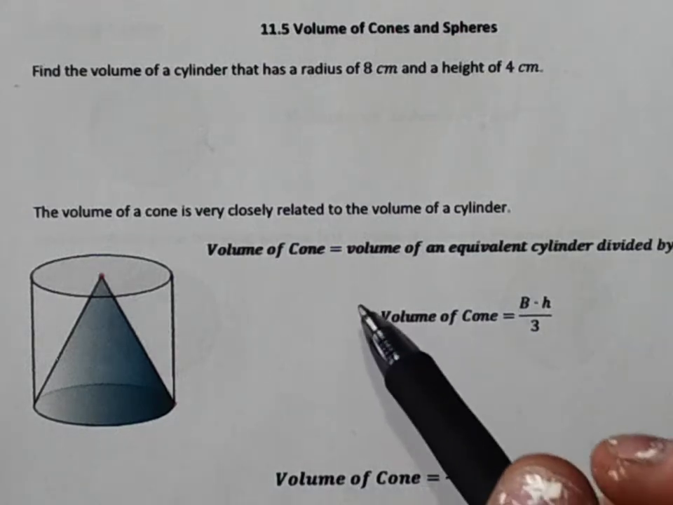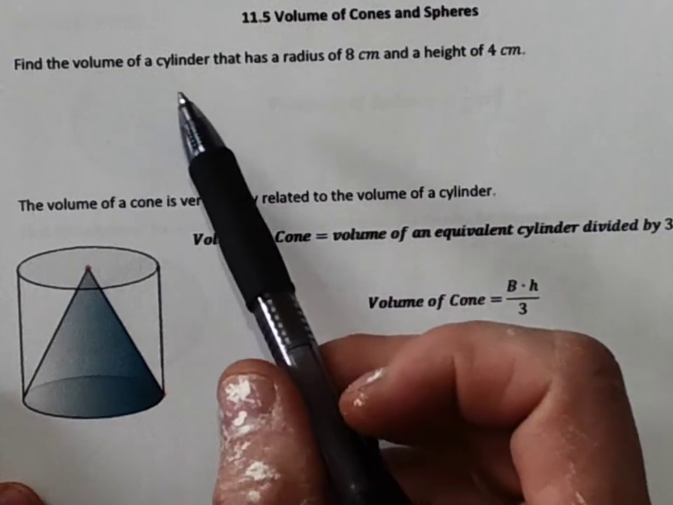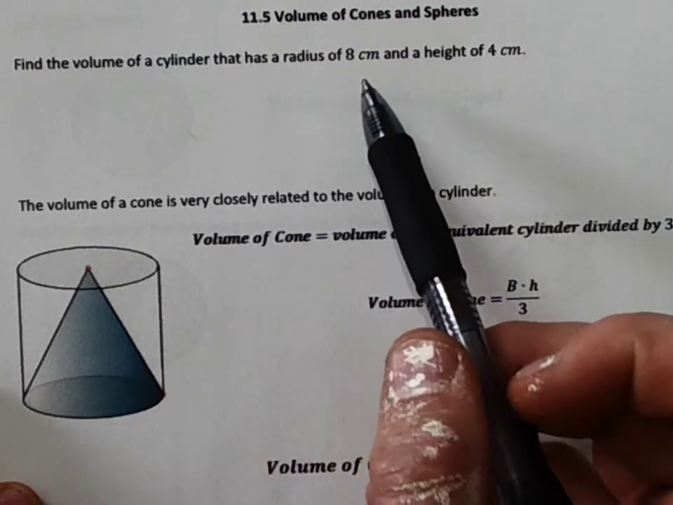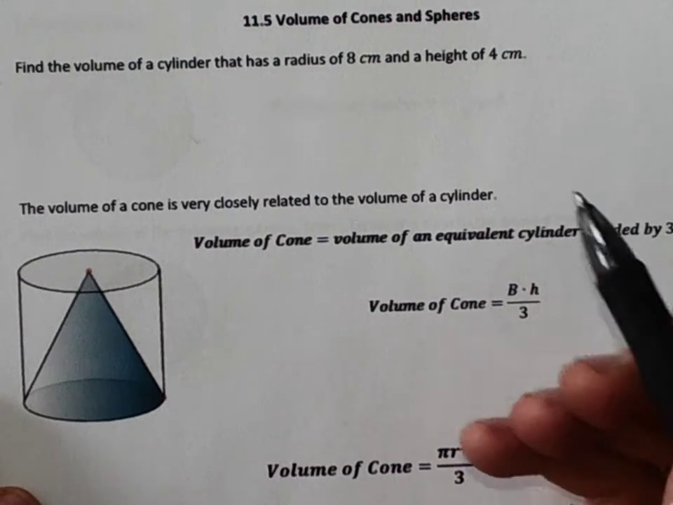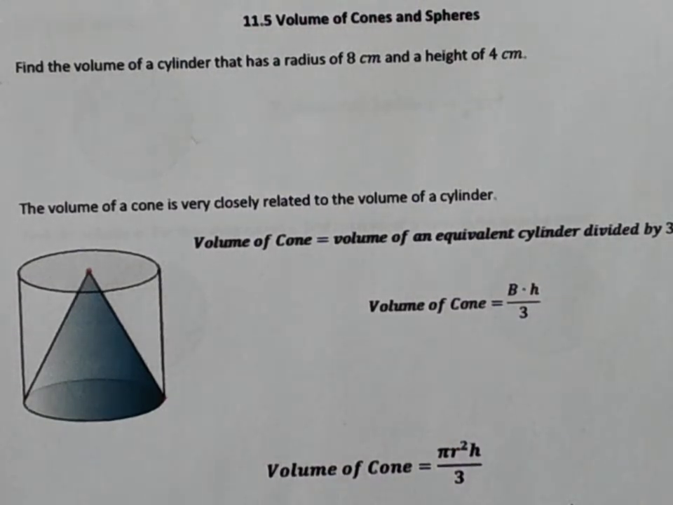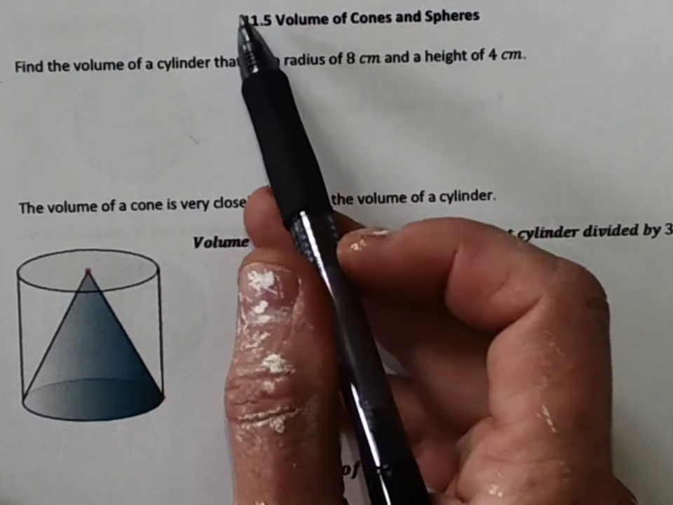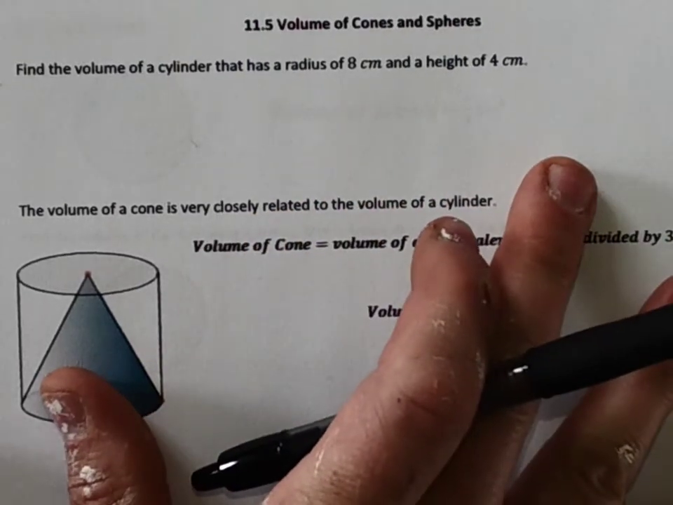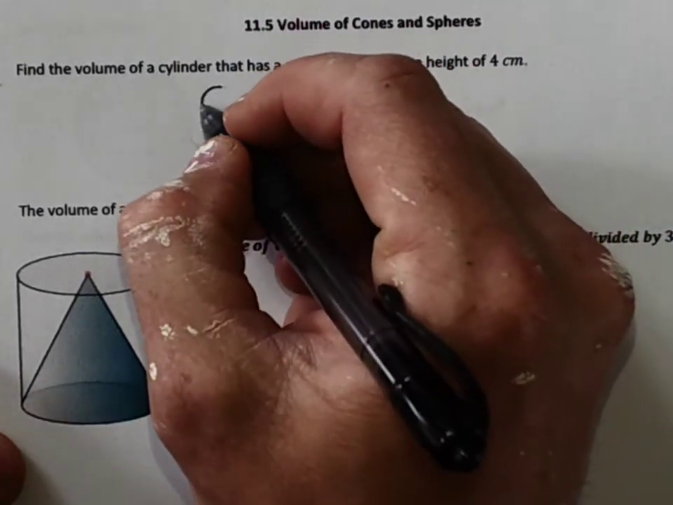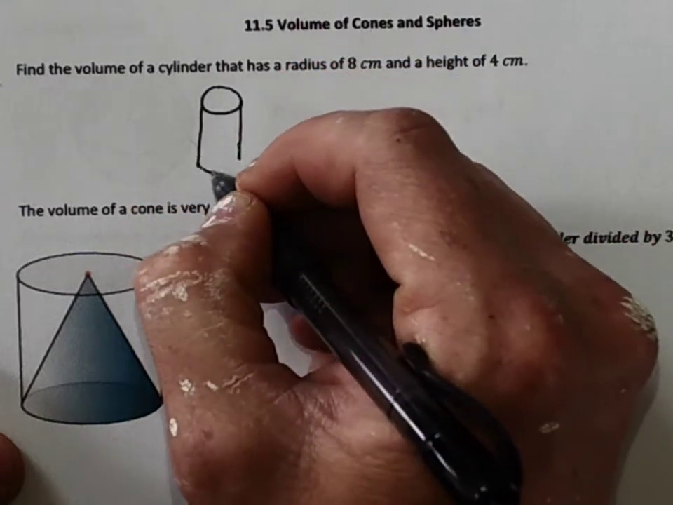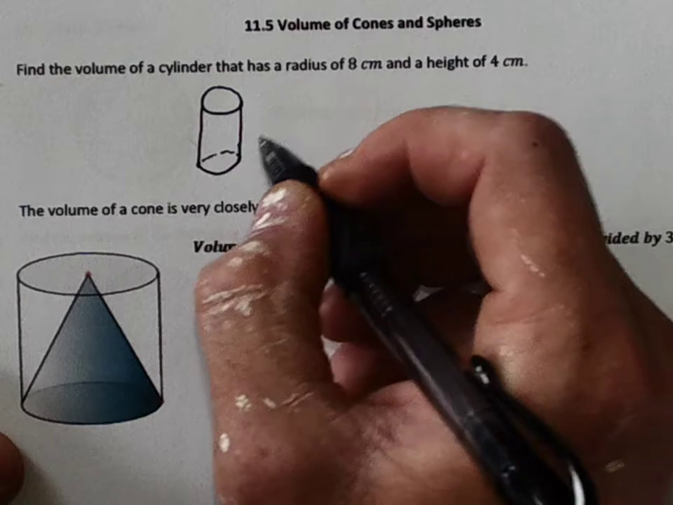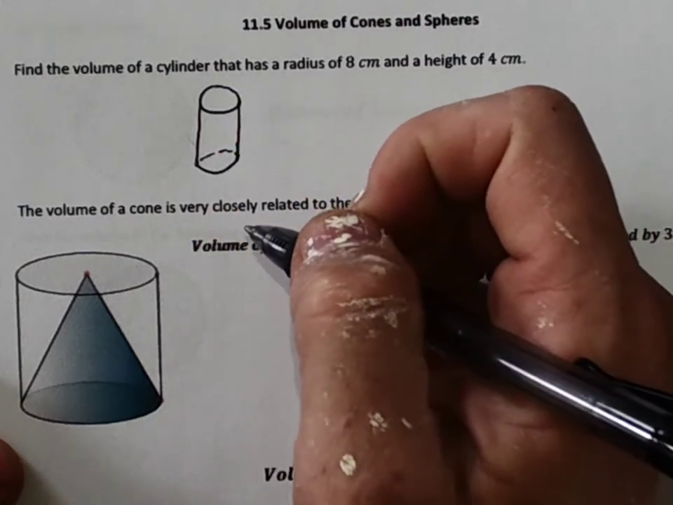So let's jump into it, okay? We're going to find the volume of a cylinder that has a radius of 8 centimeters and a height of 4 centimeters, okay? So this is a part of the lesson that we haven't covered yet. We're jumping into 11.5. So there's one aspect of a cylinder. A cylinder is a three-dimensional object that has a circle on the top and the bottom. So that would be a cylinder, okay?